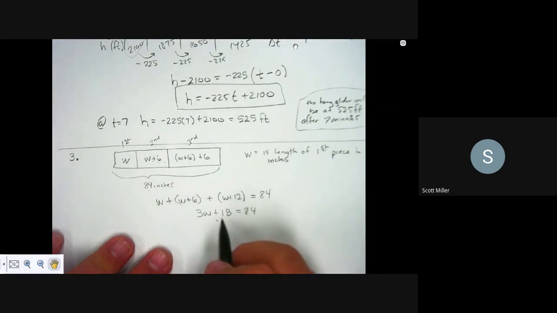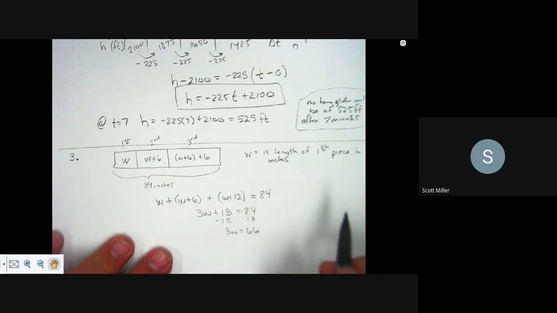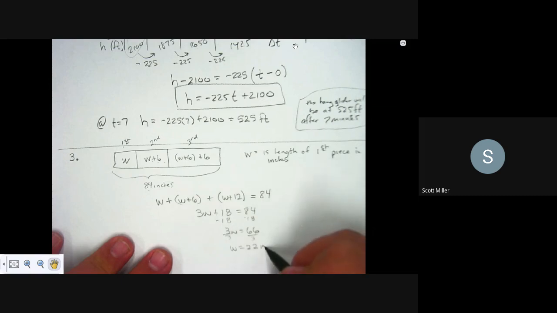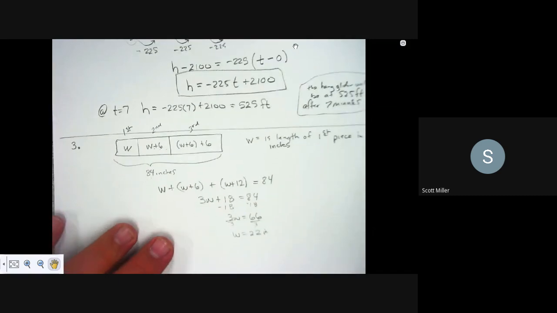So we're going to subtract the 18. 3W is 66. Divide by 3, and W is 22 in inches. So this is 22 inches. So with that, I should be able to go back and answer this question.